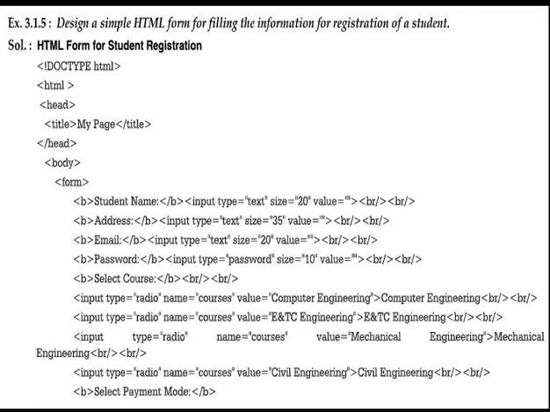Then second option, input type is equal to radio, name is equal to courses, value is equal to EXTC engineering, that is electronics engineering. So write EXTC, then give the break tag. Now the third option, input type is equal to radio, name is equal to courses, value what? Mechanical engineering. Then write mechanical engineering text and give break tag. Now the fourth option, input type is equal to radio, name is equal to courses, value is equal to civil engineering, then write the text as civil engineering and close your break tag. Okay, so now how many courses have you already taken?